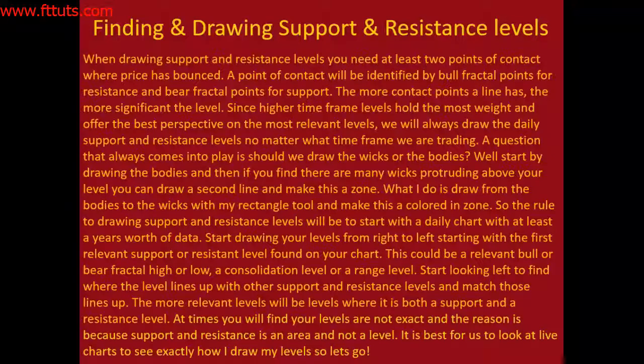Start drawing your levels from right to left, starting with the first relevant support or resistance level found on your chart. This could be a relevant bull or bear fractal high or low, a consolidation level, or a range level. Start looking left to find where the levels line up with other support and resistance levels and match those lines up. The more relevant levels will be levels where it is both a support and a resistance level. At times you will find your levels are not exact, and the reason is because support and resistance is an area, not a level. It is best for us to look at charts to see exactly how I draw my levels. So let's go look at some live charts.